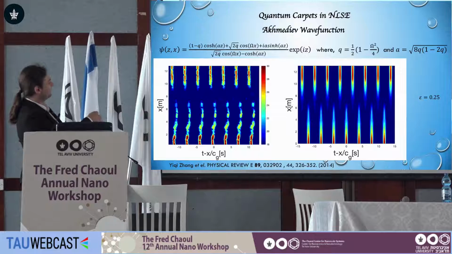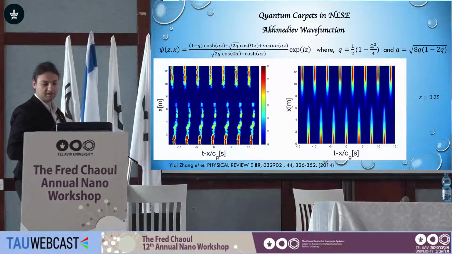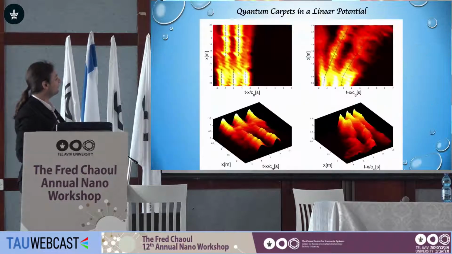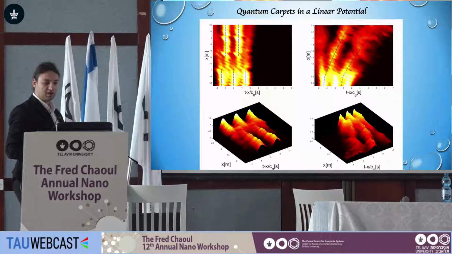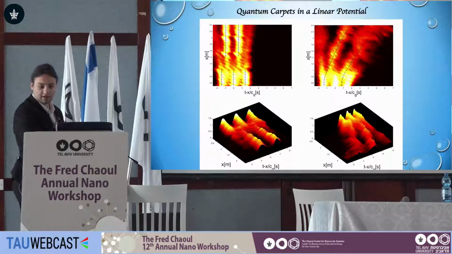Again, this is a theory, and this is an experiment. And now we can really measure these nonlinear quantum carpets in our lab. We also tried to propagate these quantum carpets in a linear potential, and we successfully observed that we can bend their curvature when we apply a linear potential. Here you see this plot in 3D. This is without potential, and this is with potential.